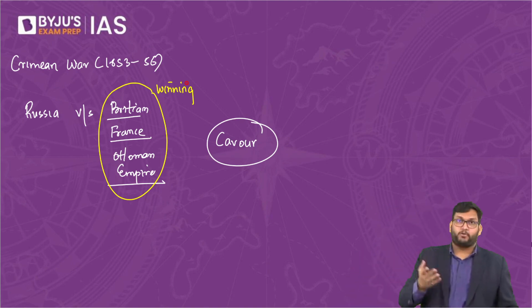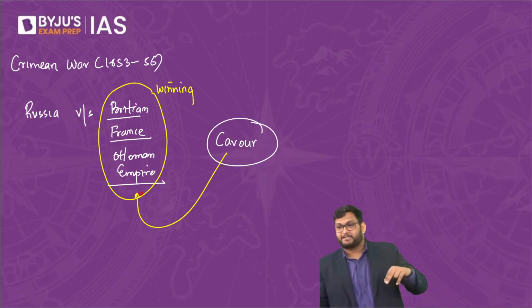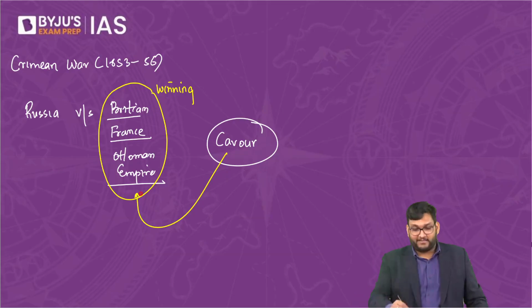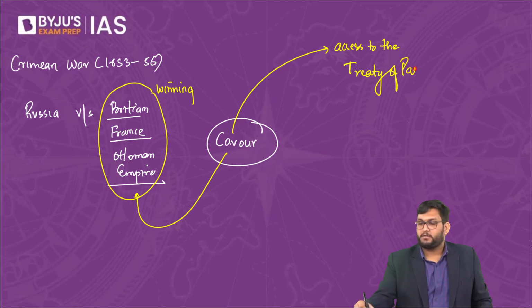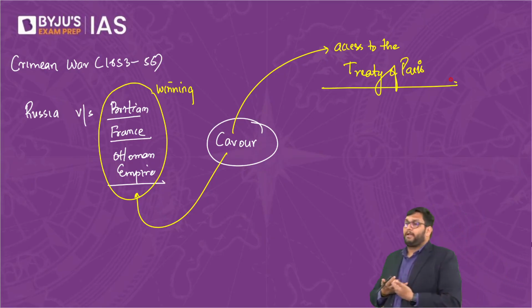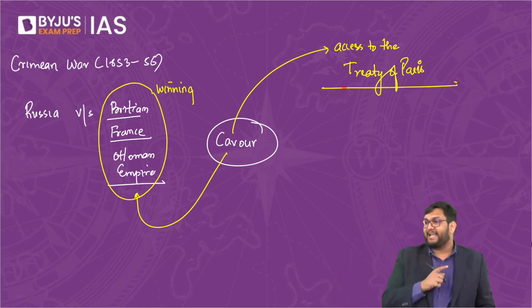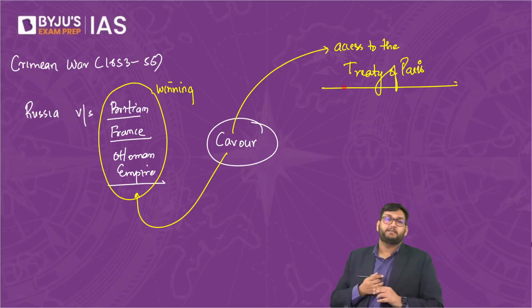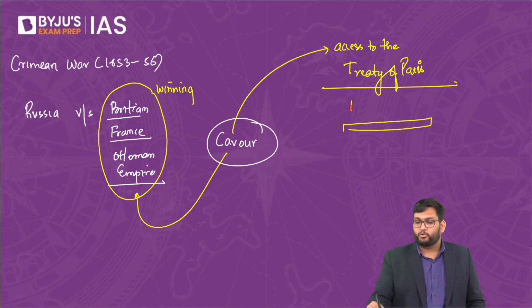And Cavour's timing was good. He was able to add the Kingdom of Piedmont and Sardinia as one alliance partner in winning this war, and Cavour did get access to the Treaty of Paris. He did get access to the Paris Congress, as it is called, or the Treaty of Paris. But when he does get access, and this is the diplomacy of Cavour, the problem is that if there were two rows of tables, he wasn't given a position on the first table.